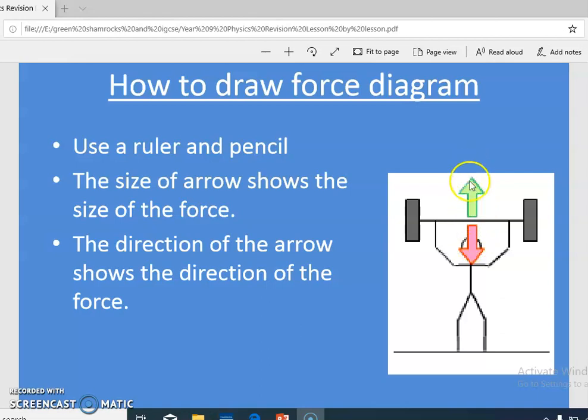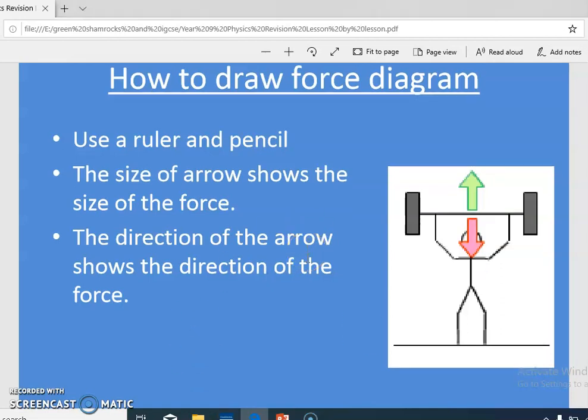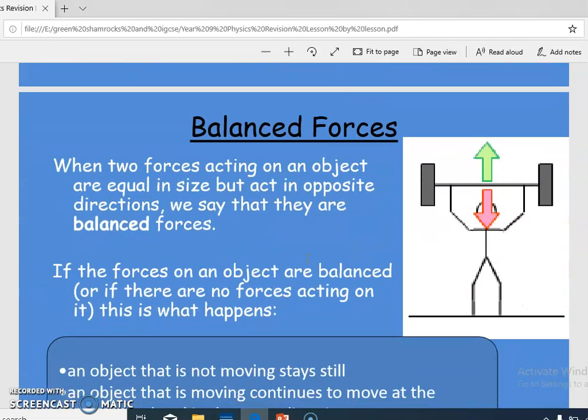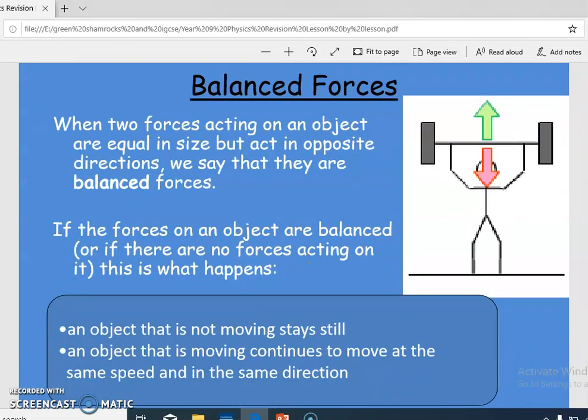So here this arrow indicates that the force is directing upwards, and this red color arrow indicates that force is acting downwards. So a force arrow is a good way of representing the direction of force. Here we can see that it is acting upwards as well as downwards. So next we are going to study about balanced forces.